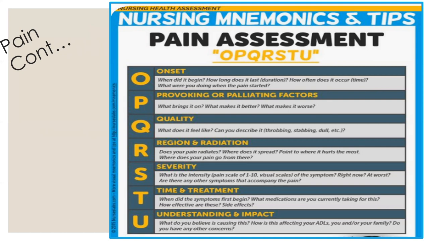Severity. So on a 1 to 10 scale, how bad is it? Time and treatment. When did the symptoms first begin? How effective are your pain medications? And then understanding. So asking your patient, what do you believe is causing this? How is this affecting your daily life and your family? And do you have any concerns?